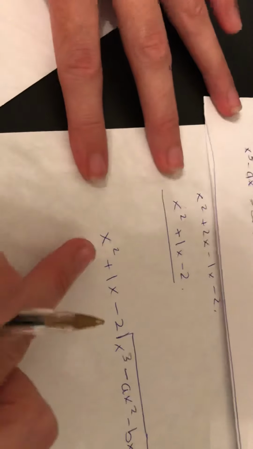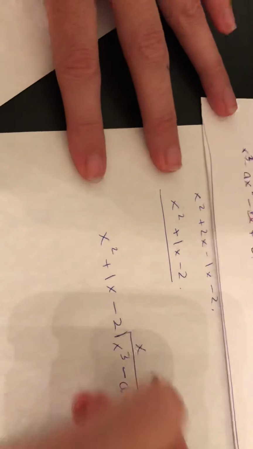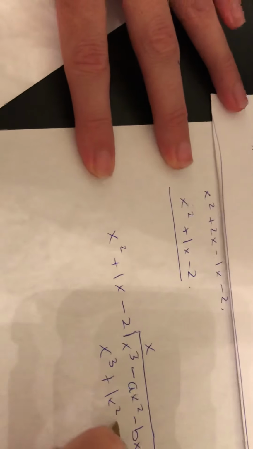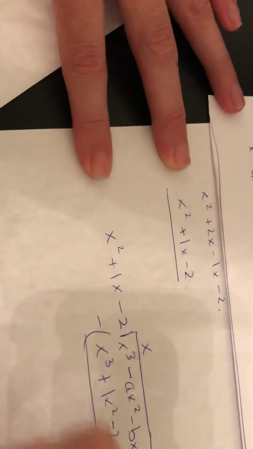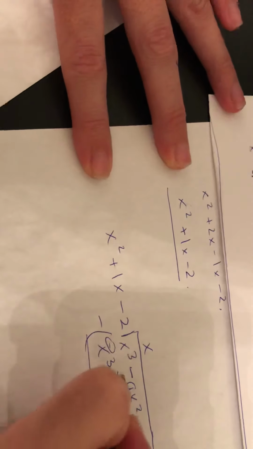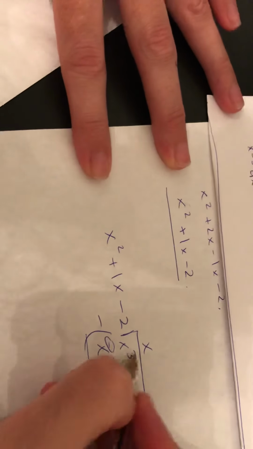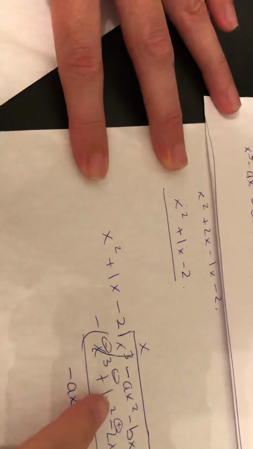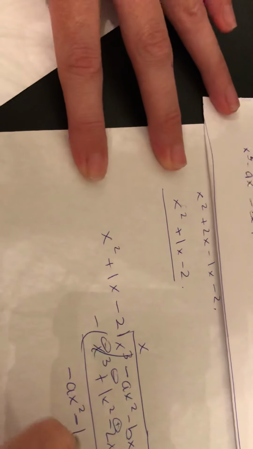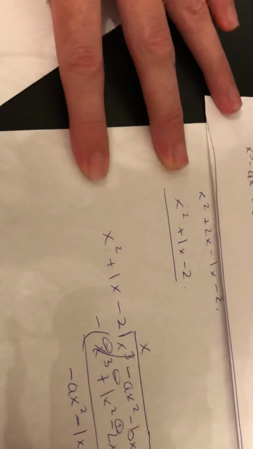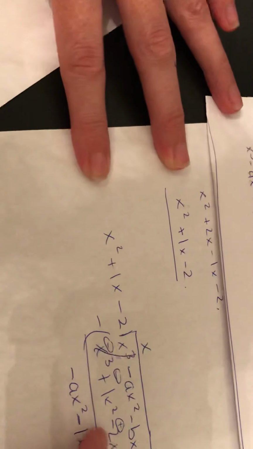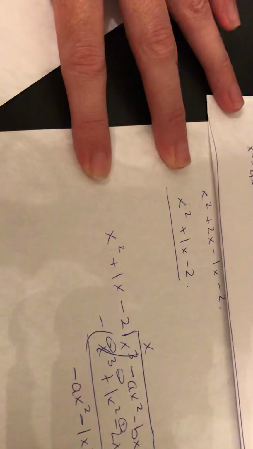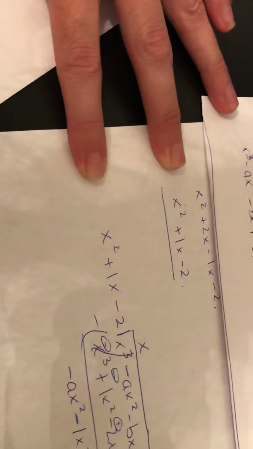Take your time. What do I multiply x squared by to give me an x cubed? Multiply by an x, so that's x cubed plus 1x squared minus 2x, and I subtract. Gives you a minus, and a plus. That's gone. That gives you a minus ax squared minus 1x squared. Can't do anything with that. Minus bx plus 2x plus 6.